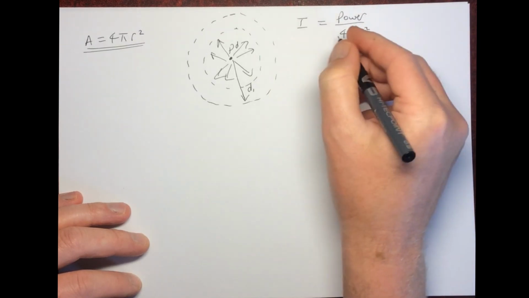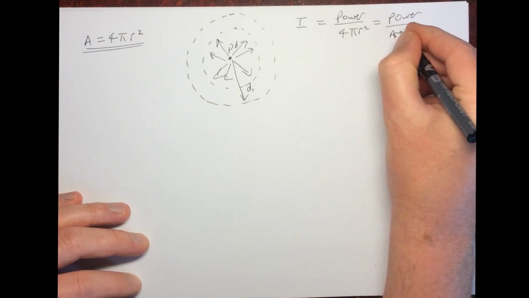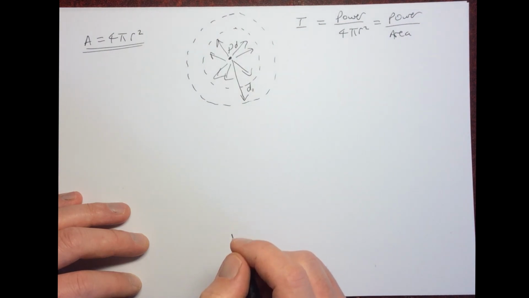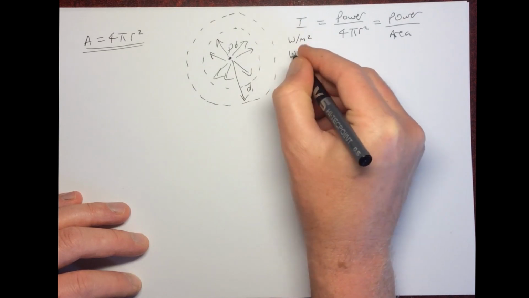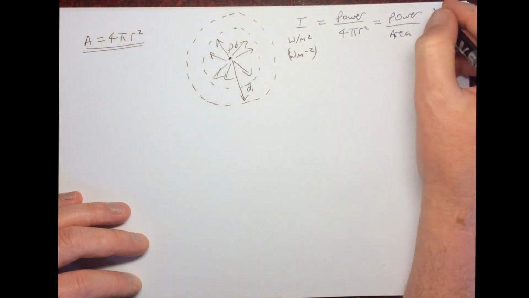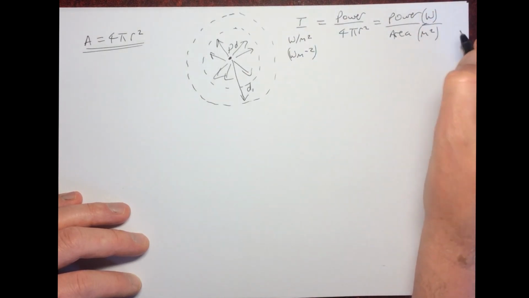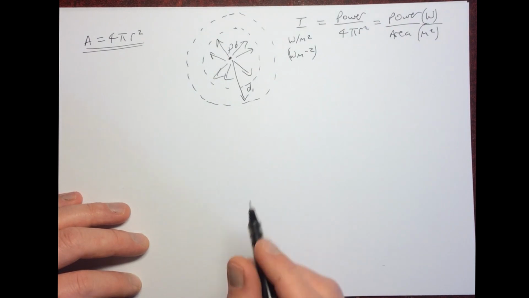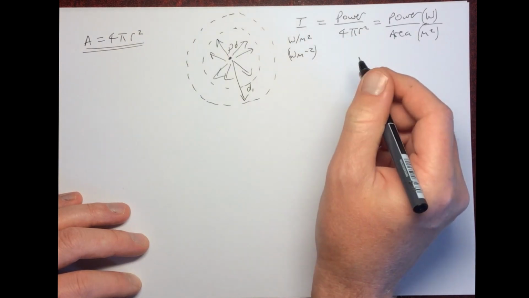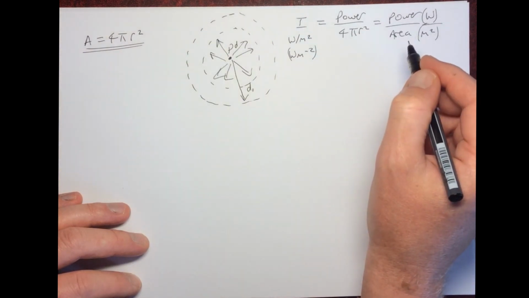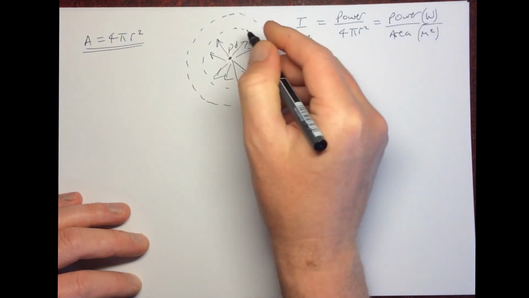Intensity is equal to the power of the source over the area over which it's spread out. Intensity is measured in watts per meter squared. Power is measured in watts, and area is in meters squared, so we've got watts over meters squared. So the intensity of the radiation at a certain distance from the source is equal to the power of the source divided by the area over which that radiation is spread out, and in this case it's a sphere.